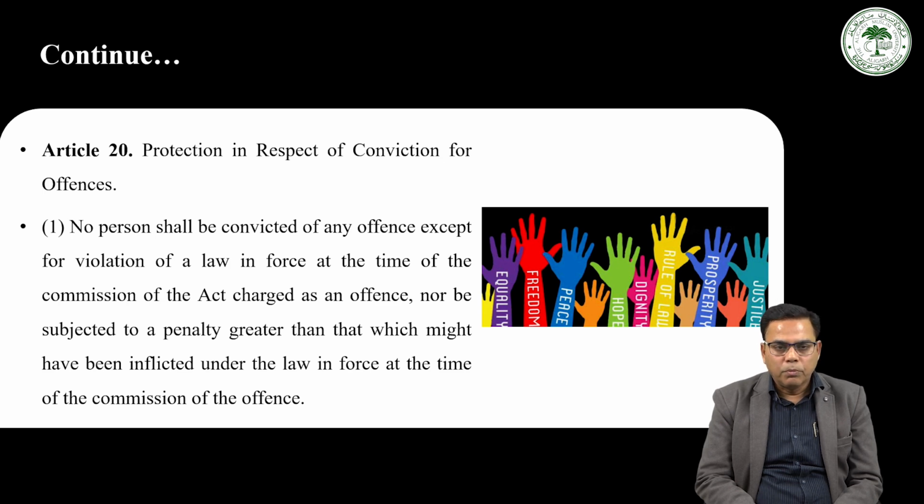So Article 20, protection in respect of conviction for offences. No person shall be convicted of any offence except for violation of a law in force at the time of the commission of the act charged as an offence, nor be subjected to a penalty greater than that which might have been inflicted under the law in force at the time of the commission of the offence. So a person will be punished according to the law that was existing when the person committed a crime. So retrospective and prospective kind of legislation will not be there for punishing the person who has committed a crime at a particular point of time.